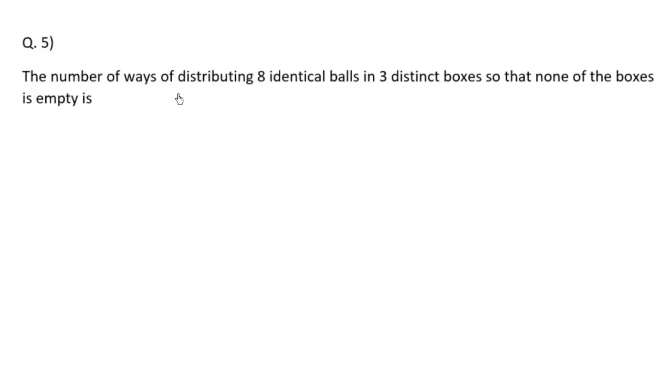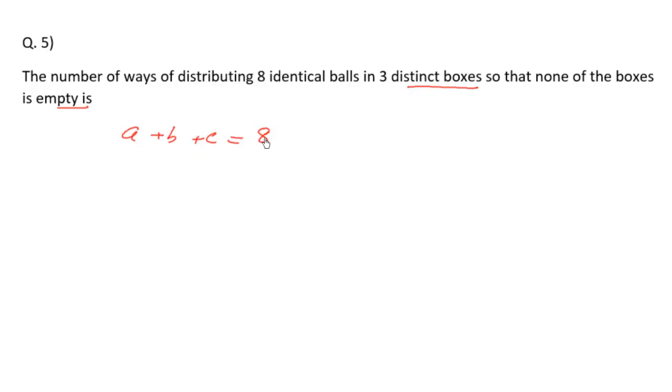Here it says the number of ways of distributing 8 identical balls in 3 distinct boxes so that none of the boxes is empty. So obviously let us assume that A, B, C are the boxes. So A plus B plus C is equal to 8. A is the number of balls in box number A, B is the number of balls in box number B, and so on. Now none of these boxes would be empty. That means the minimum value of A, B and C should be 1.